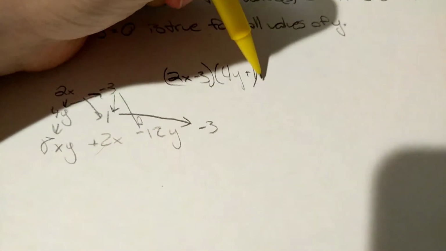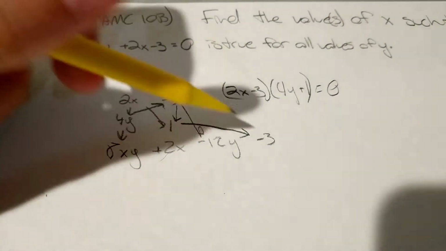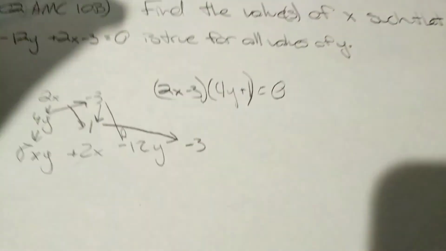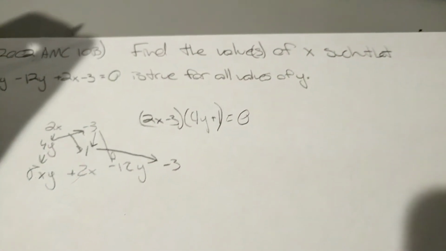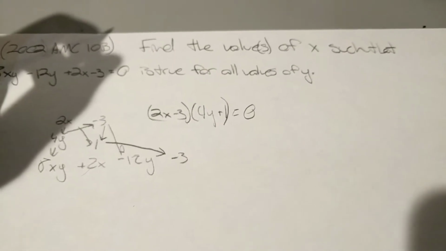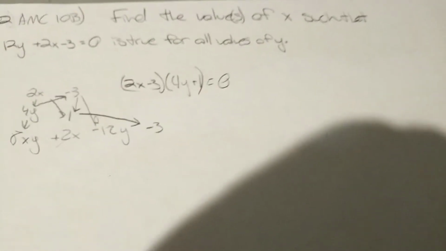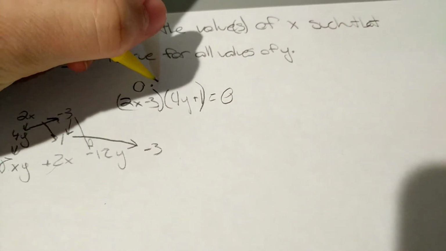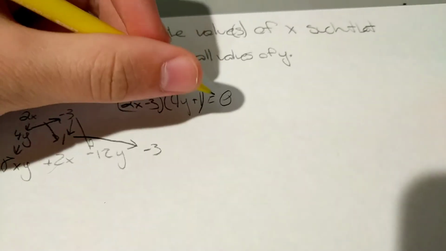Okay, so the next thing that we have here is that this is equal to 0, because this is just the factored form of this, and it's equal to 0, so this is also equal to 0. Notice how we didn't have to add or subtract anything to this equation. Now, I need to find the values of x so this is true for all values of y. So that means that no matter what y I plug in, I'm still going to get 0. And that's going to be when this expression is equal to 0 times any number, because 0 times any number is going to be equal to 0.